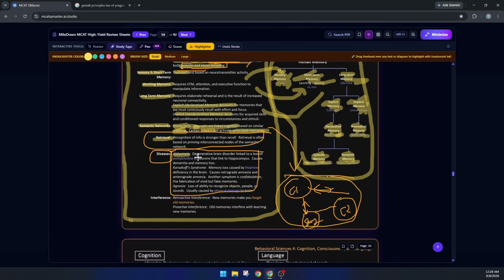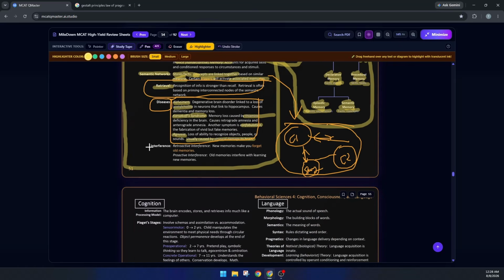Basically, diseases. Alzheimer's, a degenerative brain disorder linked to loss of acetylcholine, causes dementia and memory loss. Korsakoff syndrome, memory loss caused by thiamine deficiency in your brain, causes retrograde amnesia and anterograde amnesia. Another symptom is confabulation, the fabrication of fake memory. So you need to memorize this stuff too. Agnosia, loss of ability to recognize objects or sounds, usually caused by physical damage to your brain.